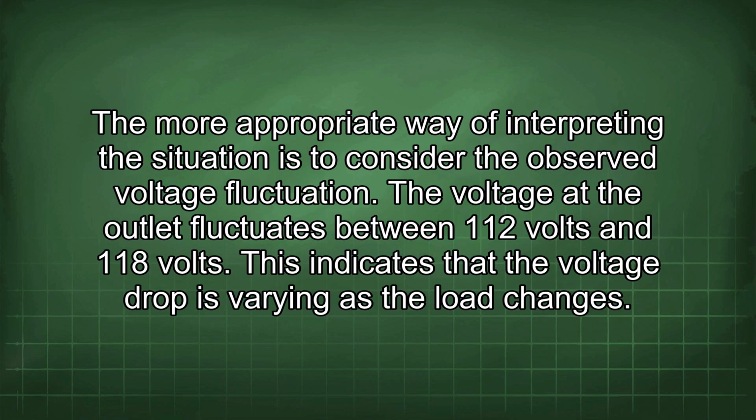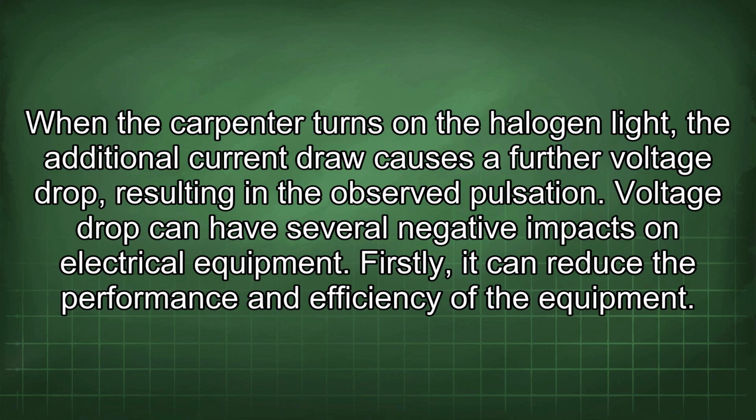The voltage at the outlet fluctuates between 112 volts and 118 volts. This indicates that the voltage drop is varying as the load changes. When the carpenter turns on the halogen light, the additional current draw causes a further voltage drop, resulting in the observed pulsation. Voltage drop can have several negative impacts on electrical equipment.